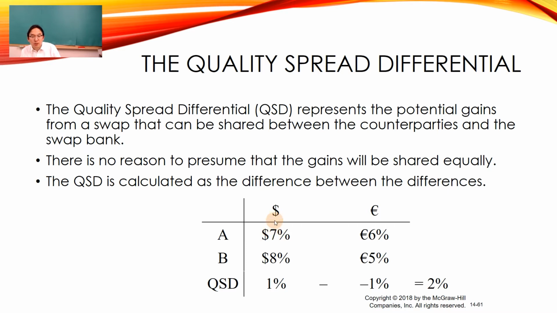So the difference in the dollar regime is 1%. It's B minus A, and then B minus A minus 1% in euro. You have to be consistent from one direction to the other, coherently. So 1% minus 1%, that's 2%. So here, you have room for negotiation.